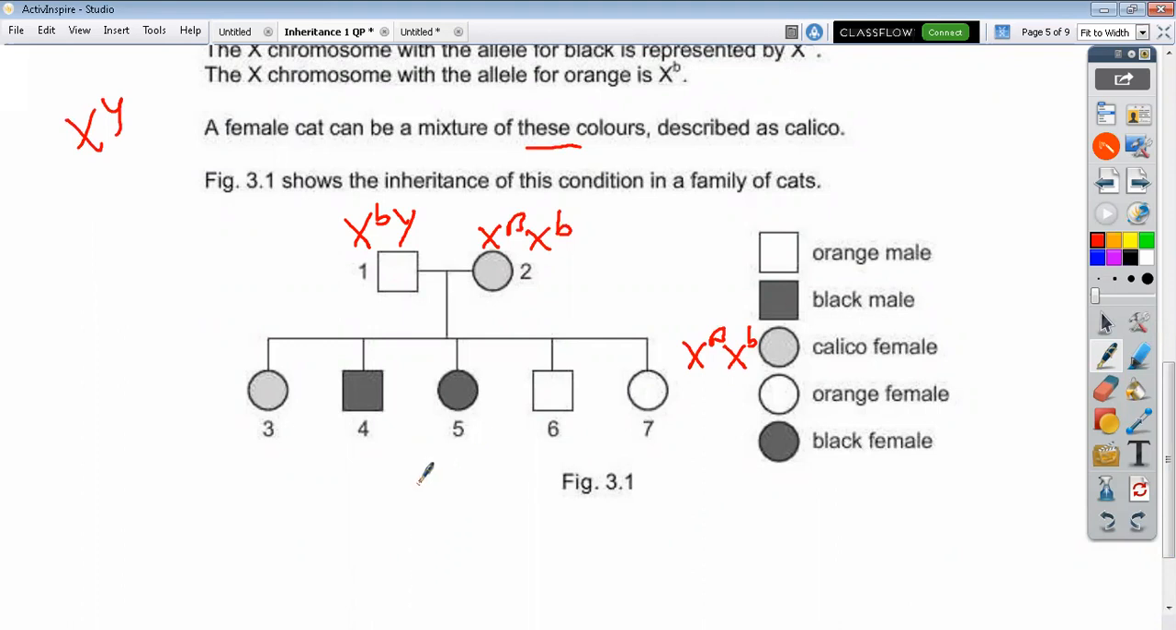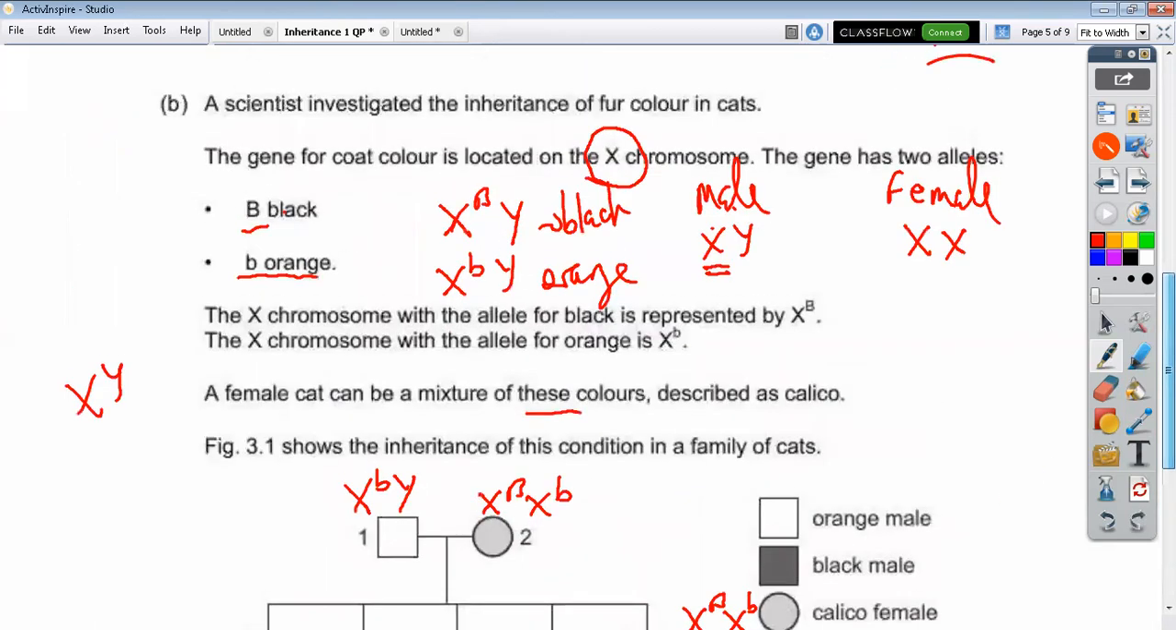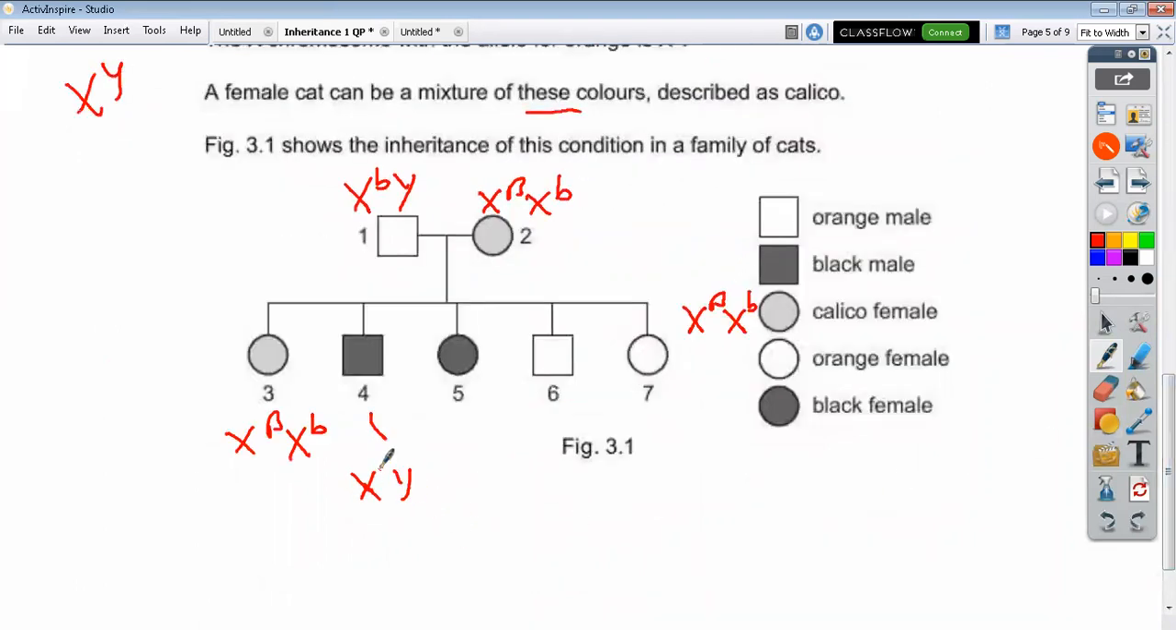So what about number 3? Again, it is simply an X^B X^b, a mixture, and it is a female. Clear? Do we agree? This is a male, so it's XY, but is it a small letter b or a capital letter B? Remember, capital letter B is for black. Capital letter B, because it's black.